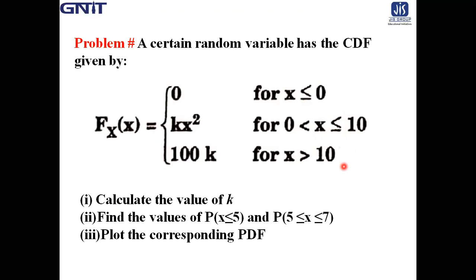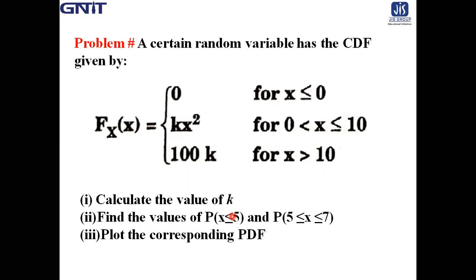Now here is a numerical problem based on CDF. A certain random variable has the CDF given by F(x) is 0 for x less than or equal to 0, k x square when x is between 0 and 10, and 100k when x is greater than 10. Now calculate the value of k, find the probability of x less than or equal to 5 and the probability of x between 5 and 7, and plot the corresponding PDF.